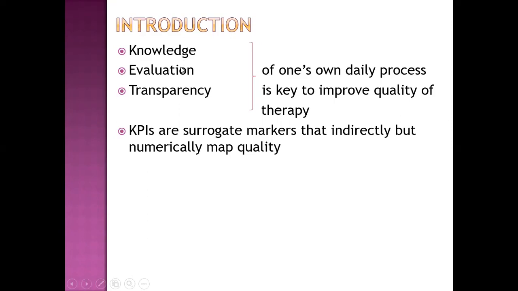Knowledge, evaluation, and transparency of one's own daily process is key to improve quality of therapy. So we should have knowledge of our daily process. We should evaluate our daily process and we should keep transparency in our daily process. Key performance indicators are surrogate markers that indirectly but numerically map quality.